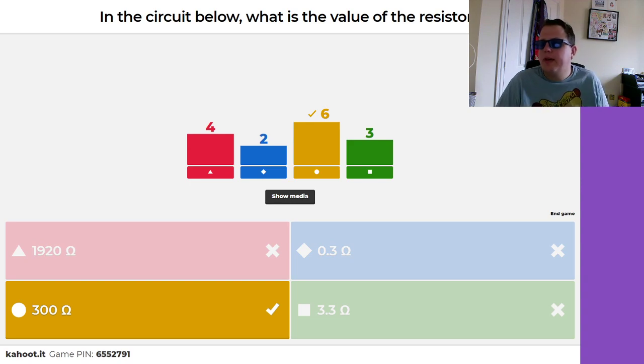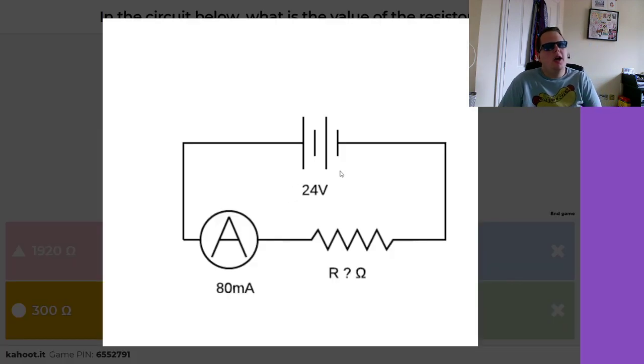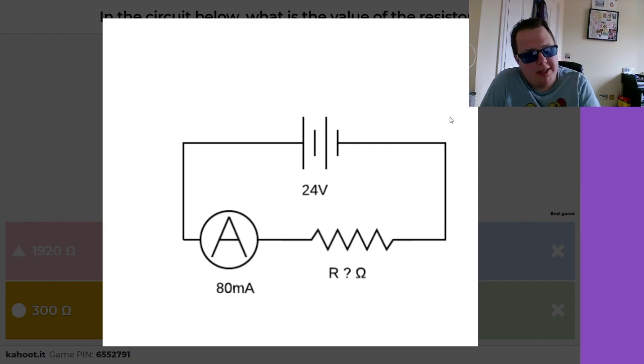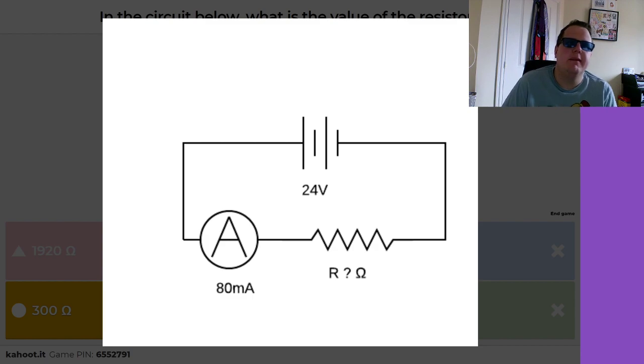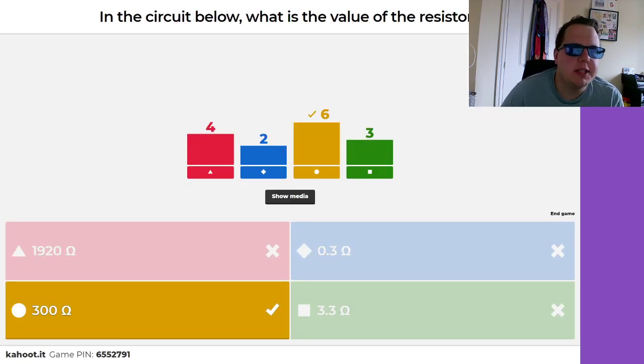Okay, well done to 6 people who got that right. Yeah, 300 ohms. You do again 24 divided by 8. Well, it's not 8, it's 0.08 because it's 80 milliamps and you need to work in amps. Well done to those 6 people who got that right.